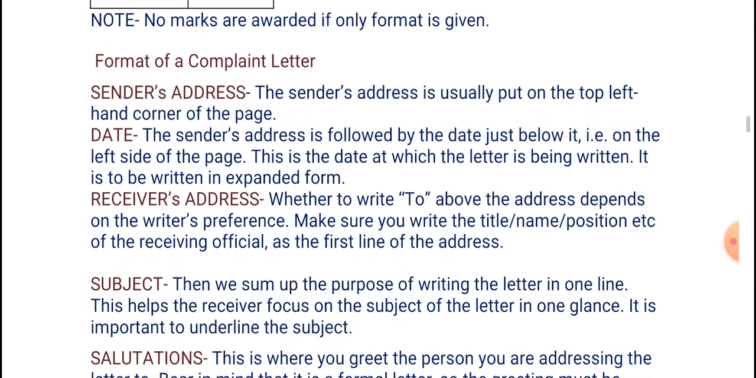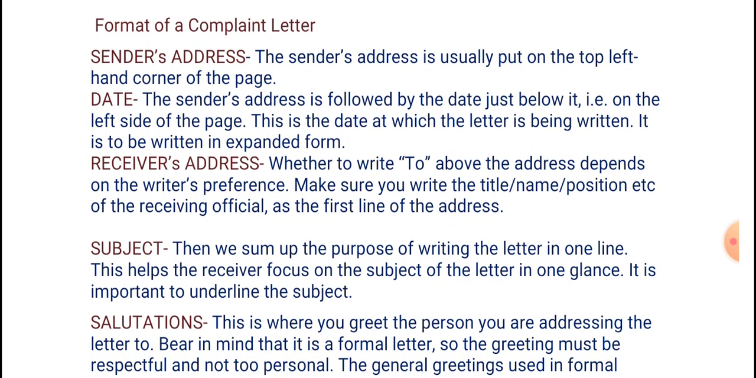Format of a complaint letter. Now you have to keep these things in your mind while writing complaint letters. These things you have to follow. First one is sender's address. The sender's address is usually put on the top left hand corner of the page. So this is the proper place of sender's address, it should be written on the left hand corner of the page.